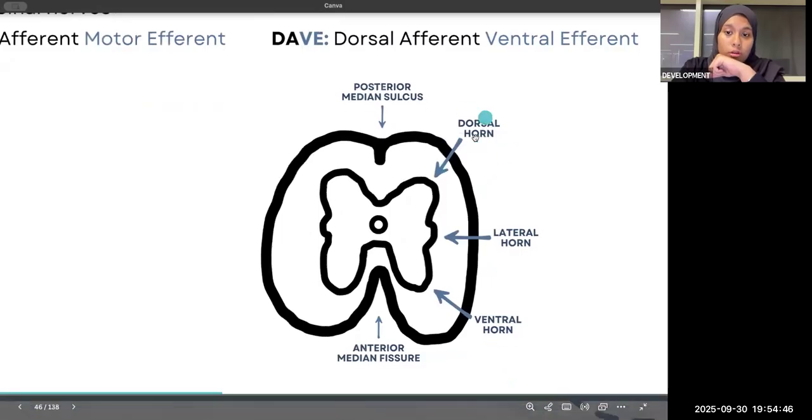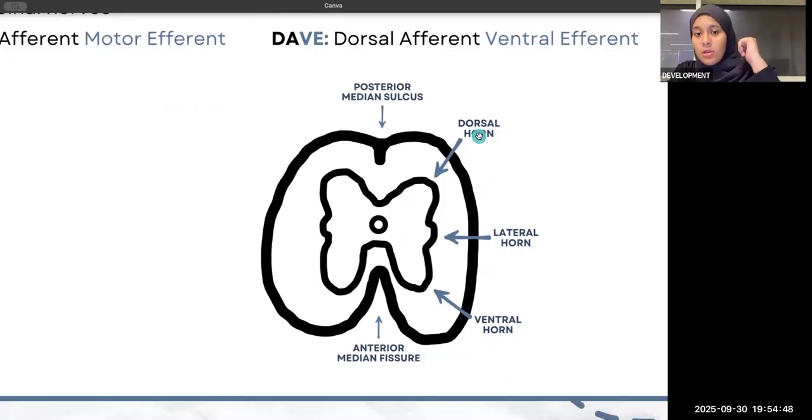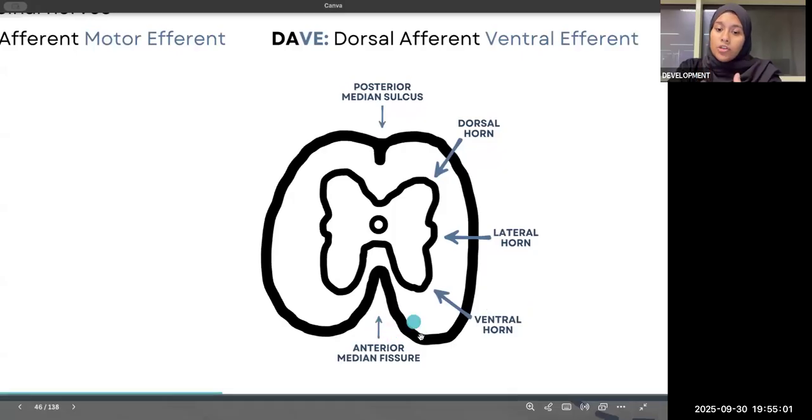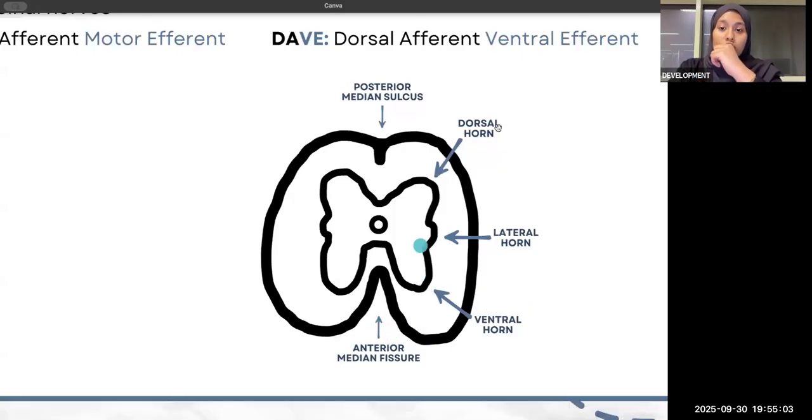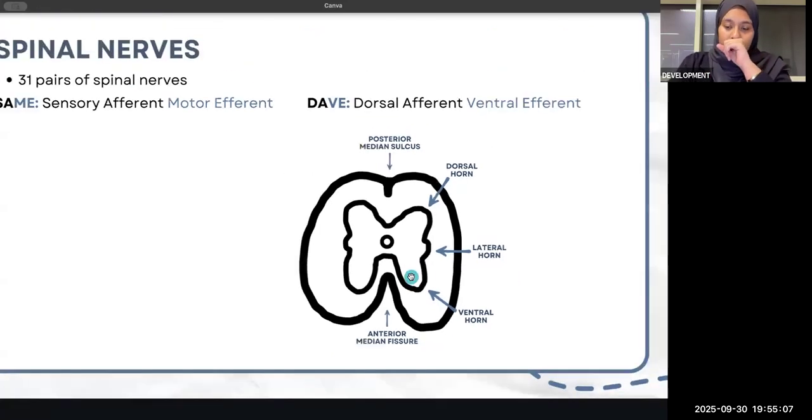Dorsal, by the way, means back. So posterior median sulcus, posterior side, dorsal horn. Lateral horn, middle, and ventral horn. Ventral means anterior, front. So ventral horn, anterior median fissure. And like we said, dorsal is sensory, ventral is motor, okay, guys?